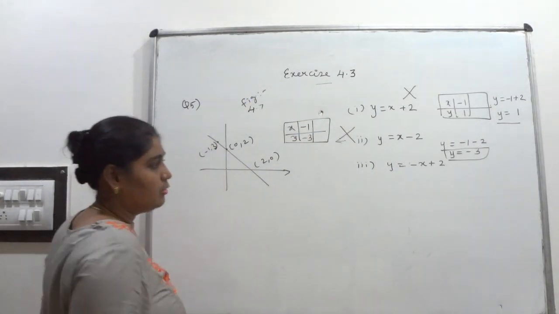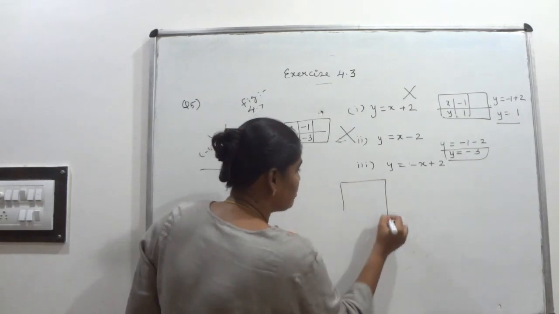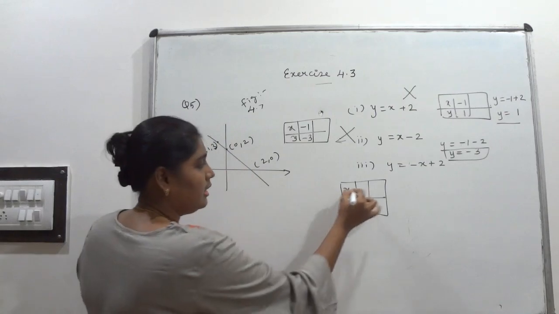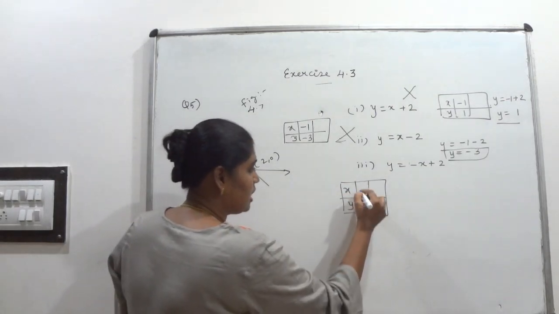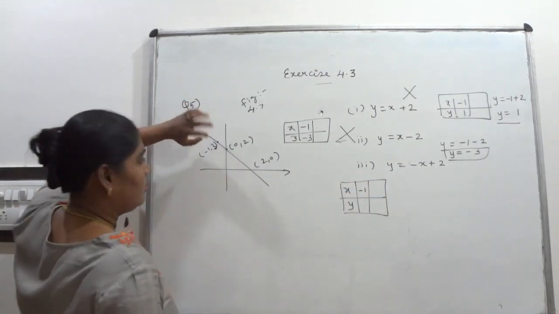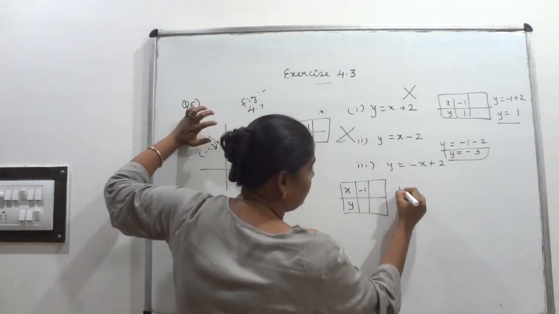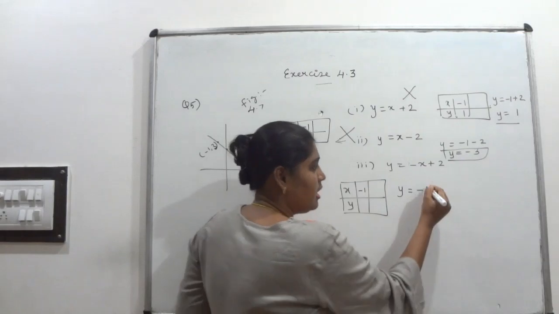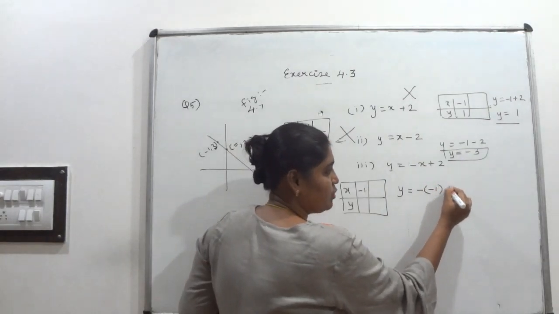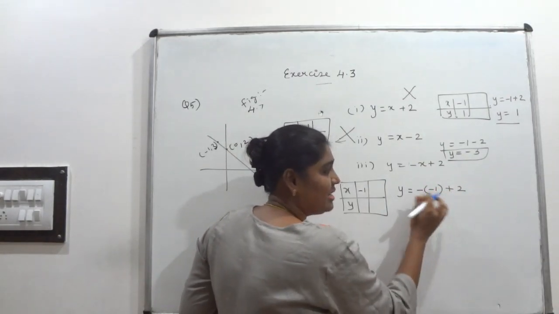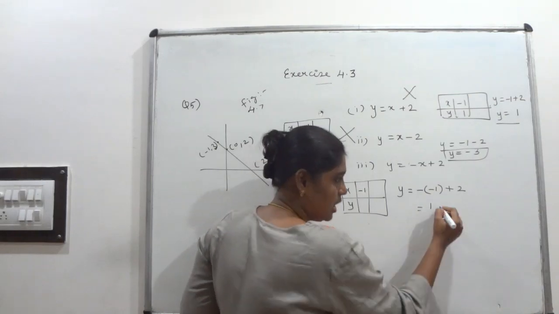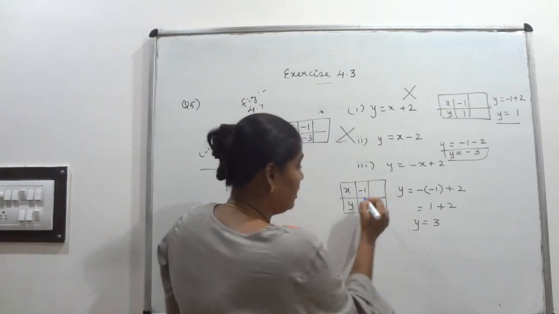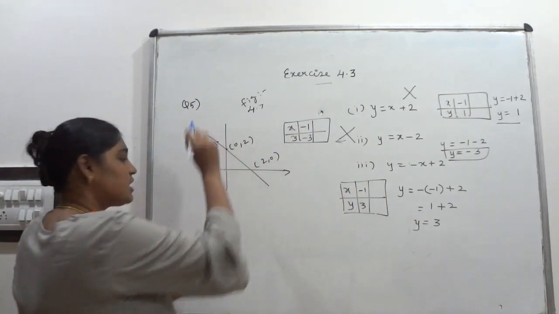Go for the third one. For this also you have to draw the table. Let us see what will happen. Keeping the x value as minus 1, y equal to minus x plus 2, as already given in the equation. So minus, the x value I have taken as minus 1, plus 2. Minus into minus is plus 1, plus 2. What is your answer for y? 3. 3 I have written. So the first point is right.